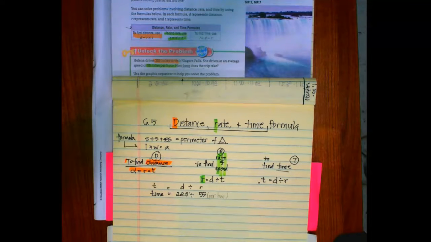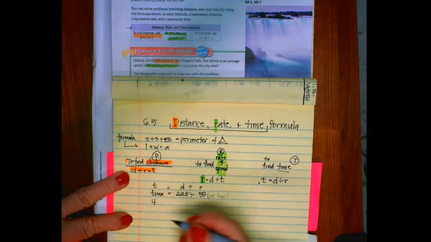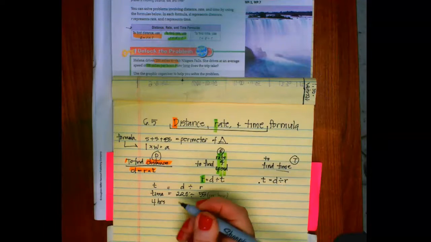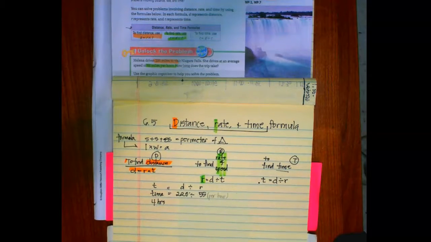And with the rate of speed, you always want to notice the measurement. So this is 55 miles an hour. When you divided, you found that it was 4. You can't just put 4. 4 hours. This is the type of math you'll see your parents do all the time.